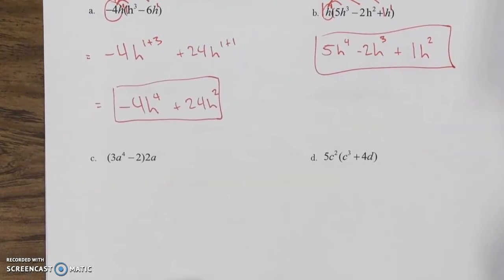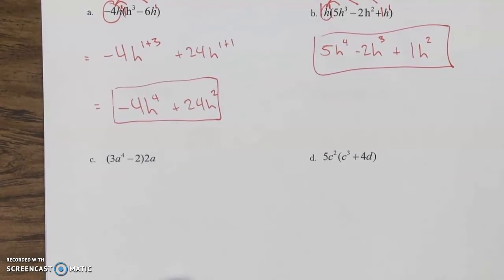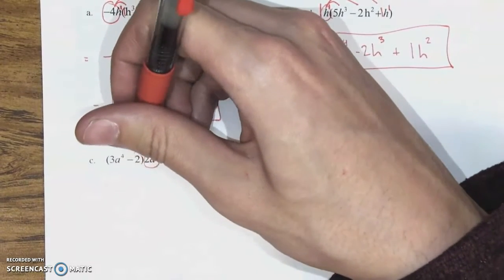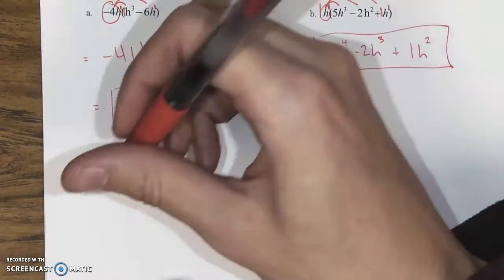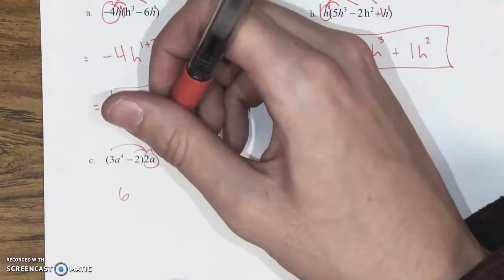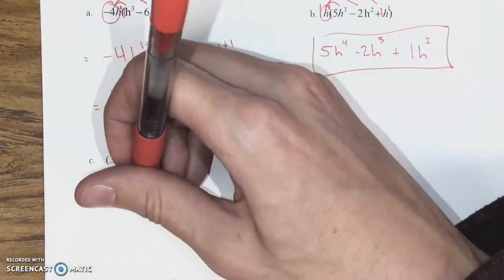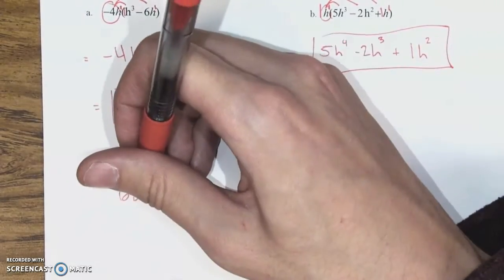We can move them to the other side of the parentheses, but we're still multiplying. So you can still distribute these to both of the terms. So we have 2 times 3, which is 6. A times a to the 4th is a to the 1 plus 4, or a to the 5th.